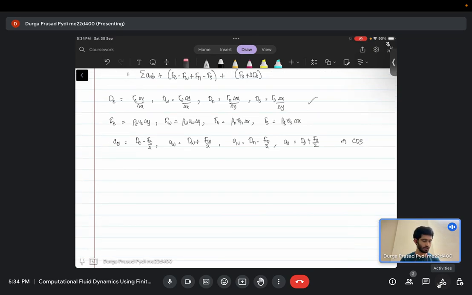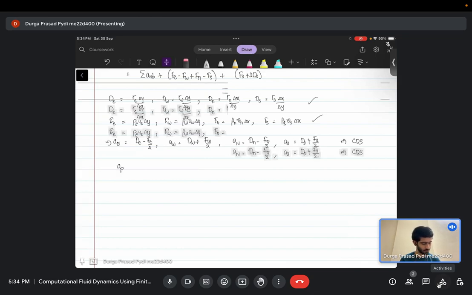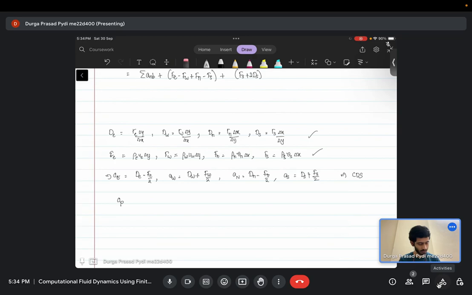Now that we have all the diffusion coefficients and the convective coefficients, we write our equation coefficients in this particular way, and the value of AP, so I am writing this in a general way. So if you have a convective diffusion equation of this form, it's for some scalar transport equation.